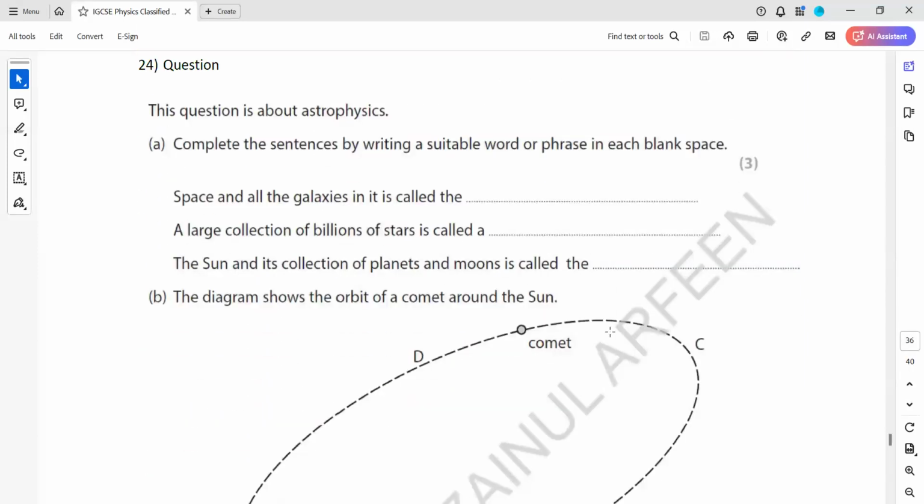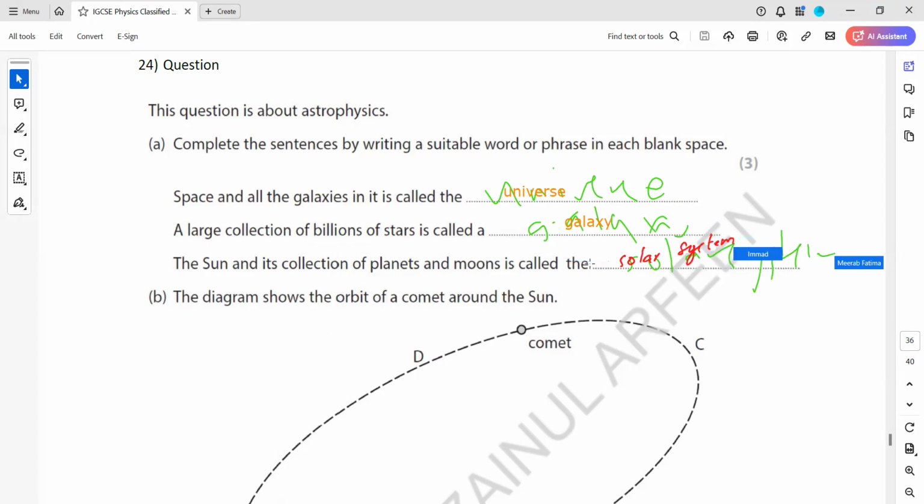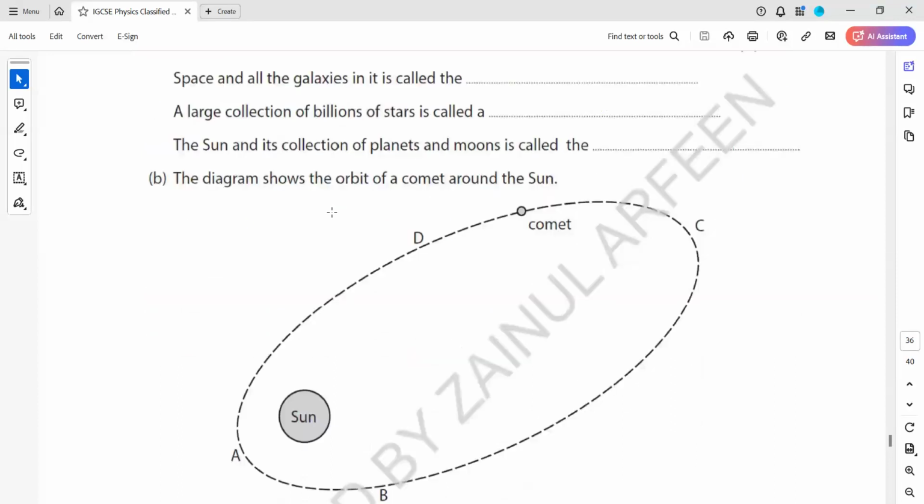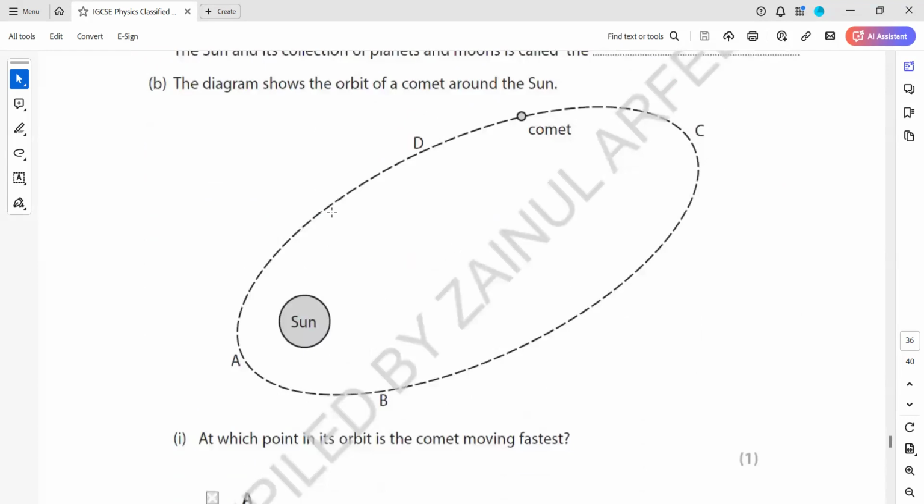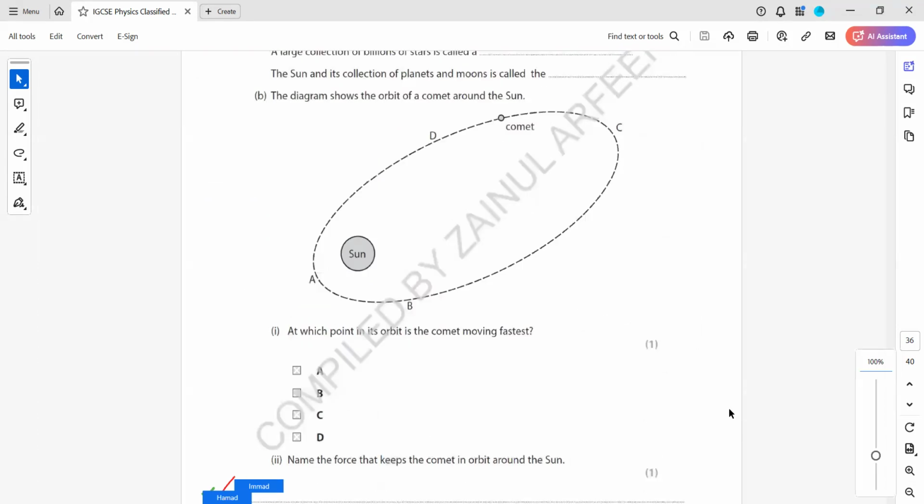Then the discussion about space and all galaxies in it is called the universe. A galaxy is a large collection of billions of stars. The Sun and its collection of planets and moons is called the solar system. Then we have the diagram showing the orbit of the comet around the Sun. At which point is the comet moving fastest? A, because it is closer. Name the force that keeps the comet orbiting the Sun. Gravitational force, or gravity.